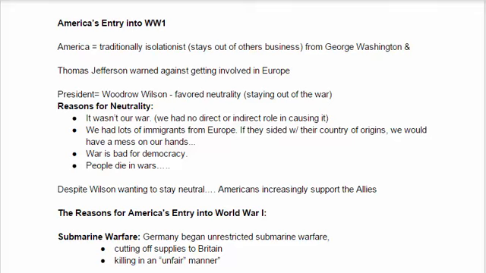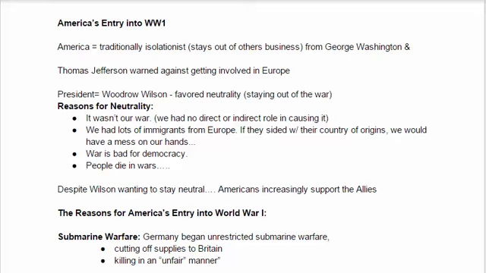The third reason that Wilson gives is that war is bad for democracy. He doesn't think that war is a good thing; it causes people to do things that they wouldn't normally do. And we saw that in some of the other examples we've looked at. But he doesn't believe that war is what a country with elected officials should be doing. They should be solving their problems in a different way.